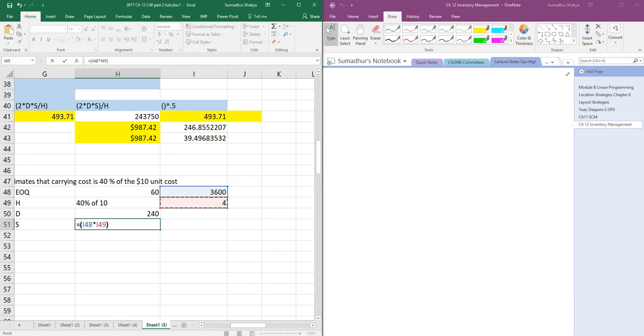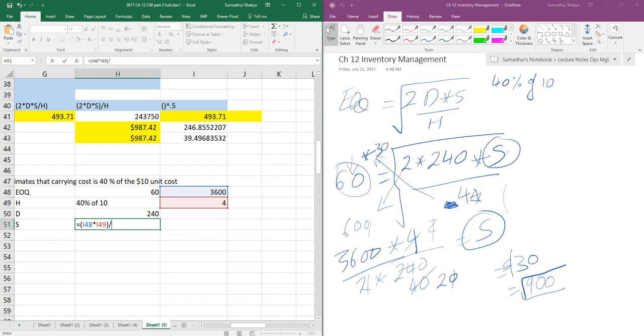So divided by, okay, divided by 2 times, let me put parentheses here, 2 times 240, okay, and at this point I should get my setup cost in dollar values.